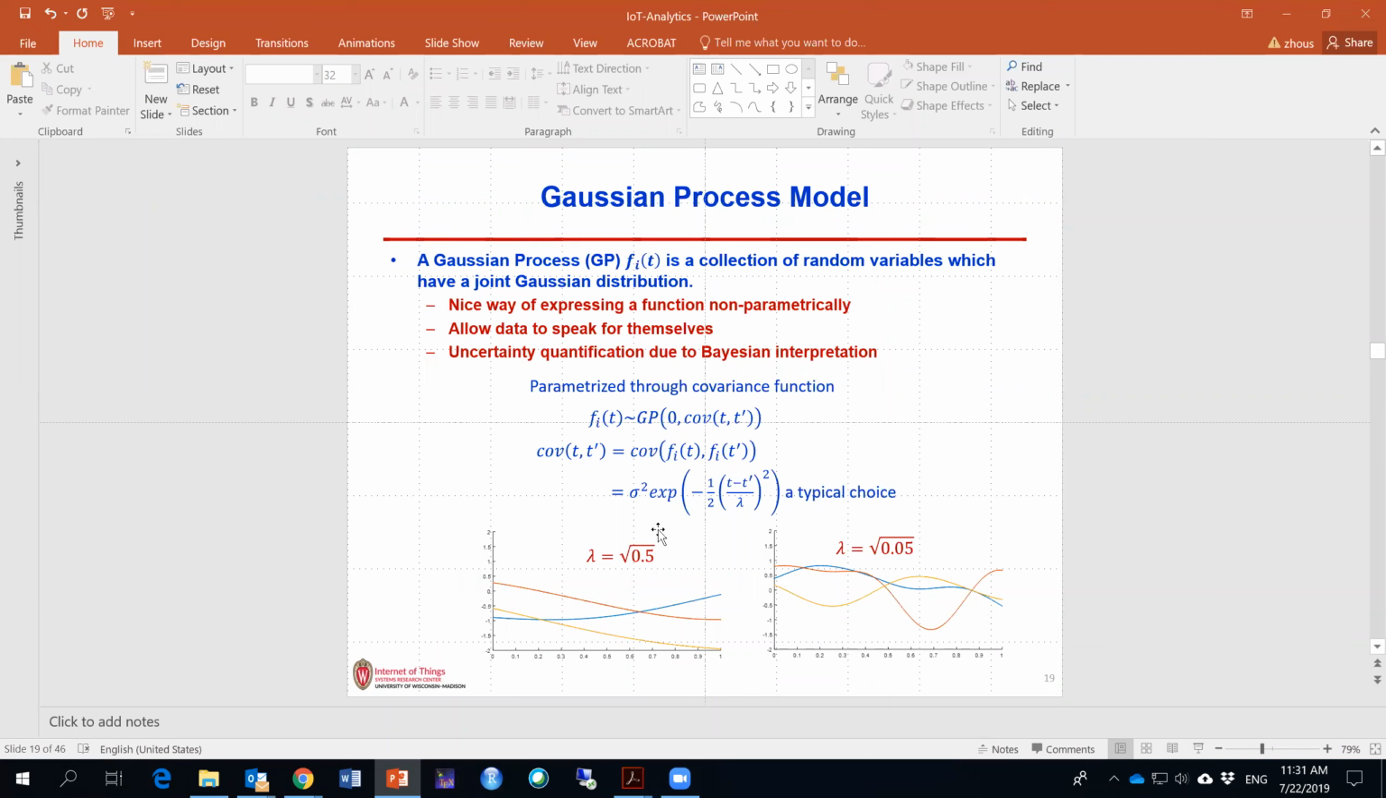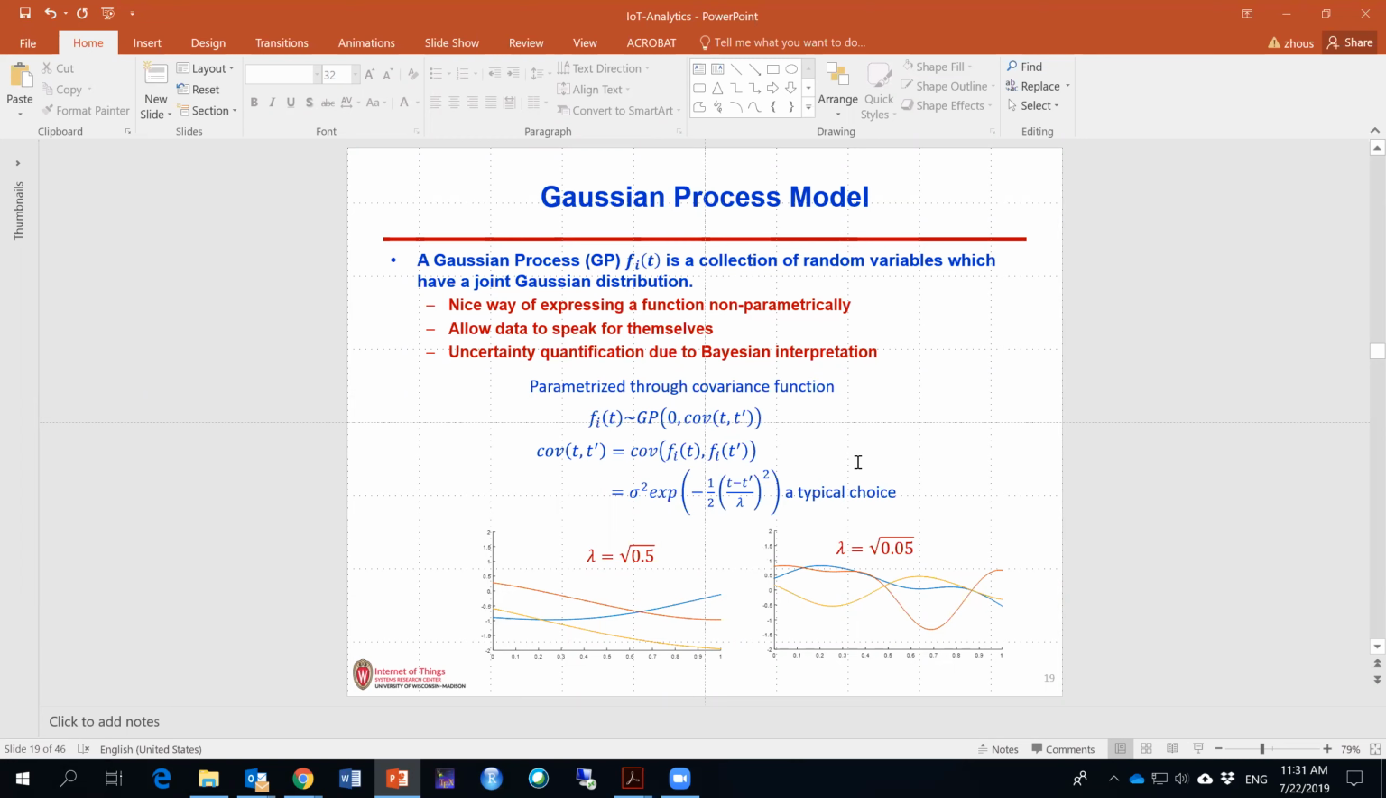So the Gaussian process model essentially is a very effective way, widely used in statistics and machine learning, for functional data modeling. You can simply view a Gaussian process as a bunch of random variables, normally distributed random variables. And it's a very nice non-parametric way to describe a function value. And the key thing we need to specify for a Gaussian process is the covariance function for the Gaussian process.